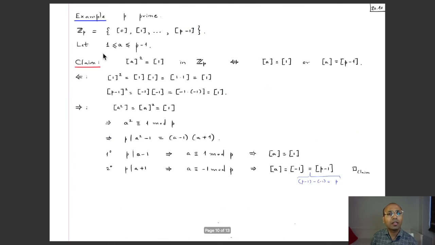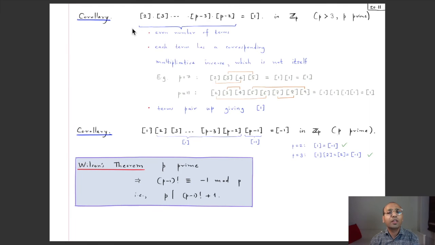So let's recall that what we have shown is that in ZP, the only element whose square is the multiplicative identity is this element or this element. And let's note that saying that the square of the element is equal to the multiplicative identity is the same as saying that the only element whose multiplicative inverse is itself is either this one or this one.